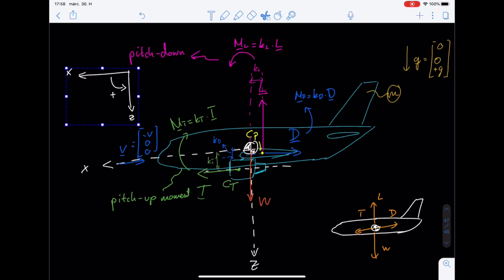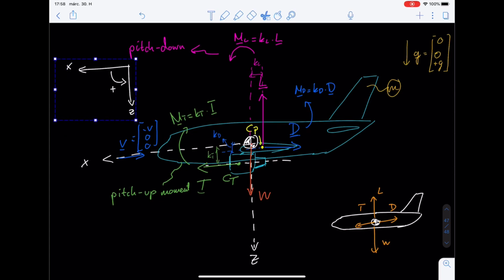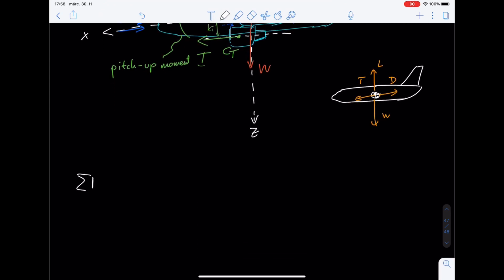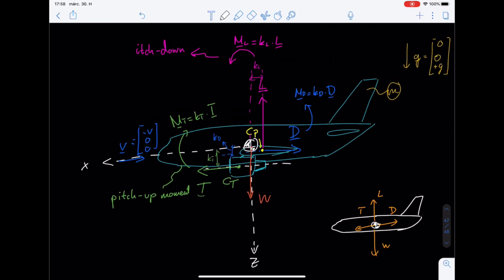Okay. So what we get from this entire exercise is that what we're going to have in the very end is a sum of moments, right? And the sum of moments, we could sum them up around the x-axis, sum them up around the y-axis, and sum them up around the z-axis. And of course, these would be the moments acting around the z-axis, right?